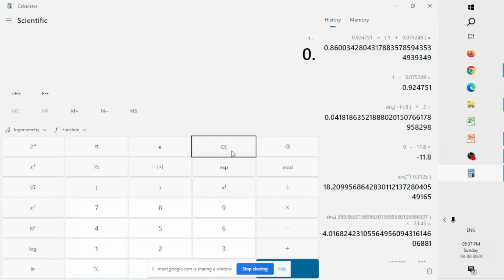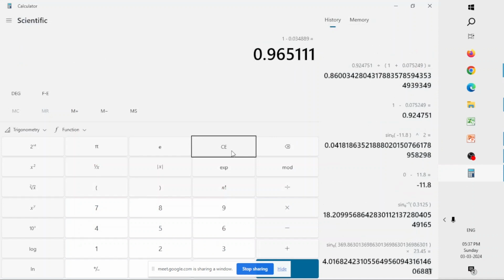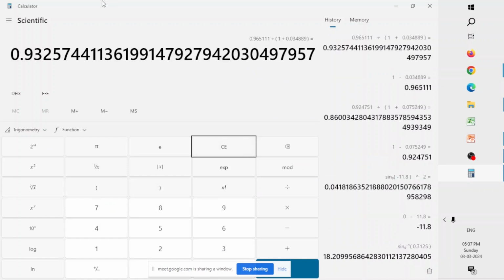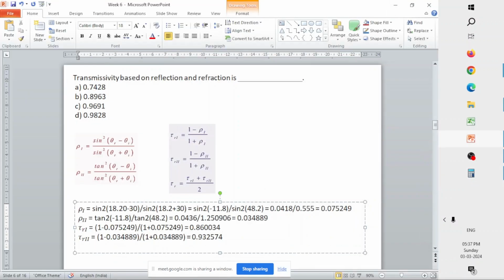1 minus 0.034889 divided by 1 plus 0.034889, 0.932574. So if you take the average of two to calculate tau r, then the value will be 0.860034 plus 0.932574 the whole divided by 2. So the answer would be 0.8963.